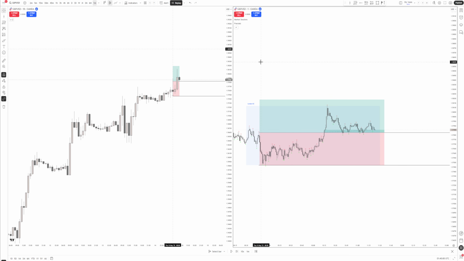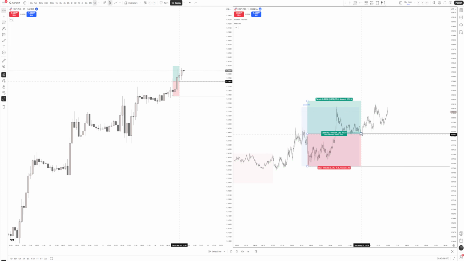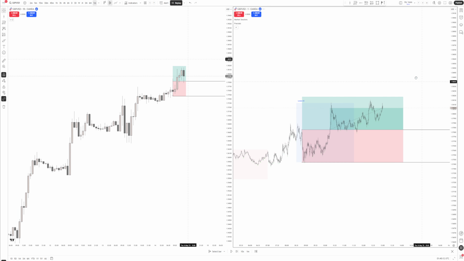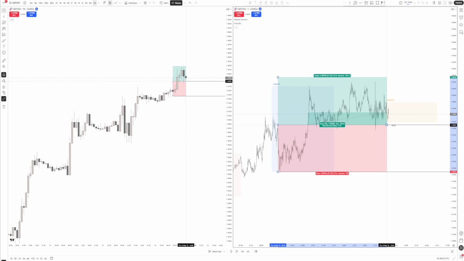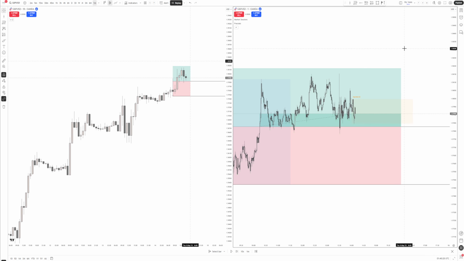If it hits it, then we move to break even. Price is going higher. Like it's frozen a second. Yep, it has frozen. Price didn't quite reach a 1-to-1 yet, so we're still in the trade.